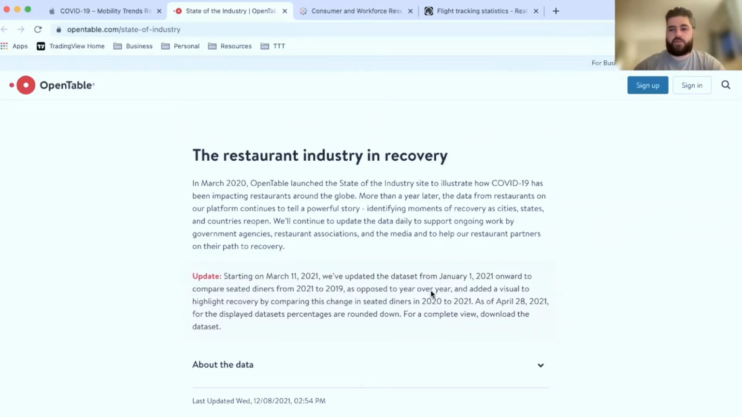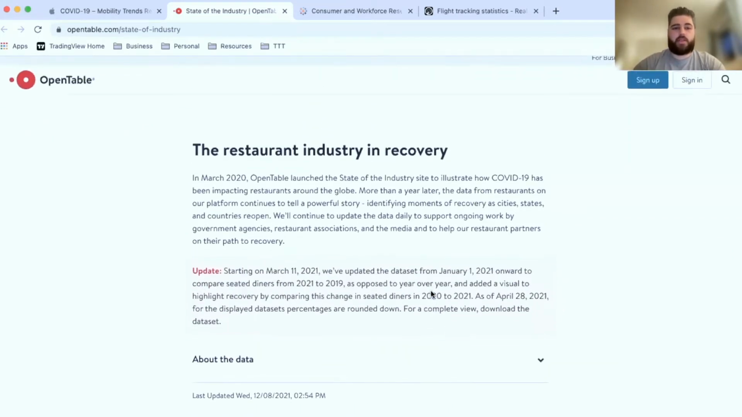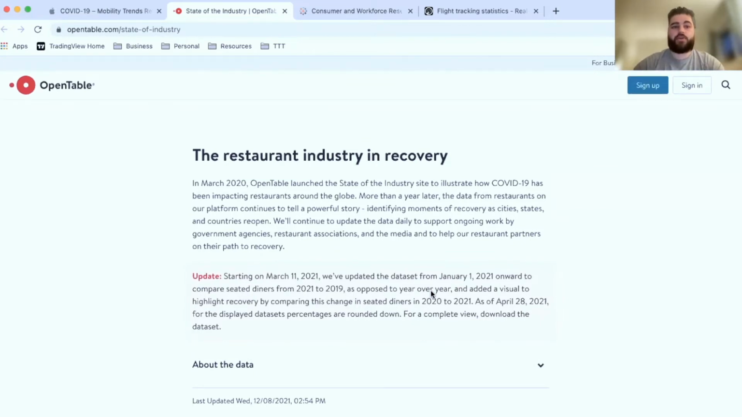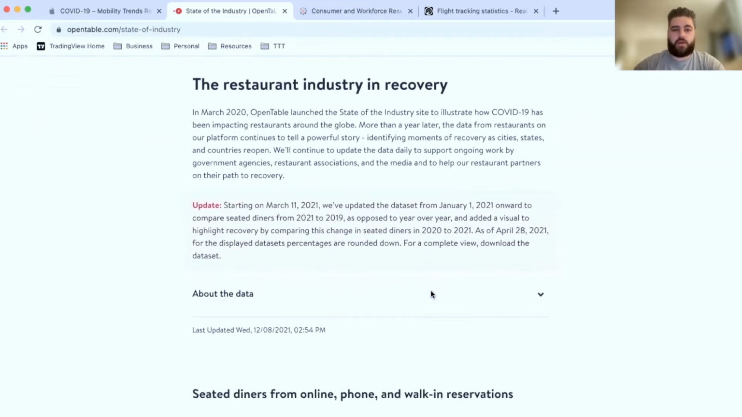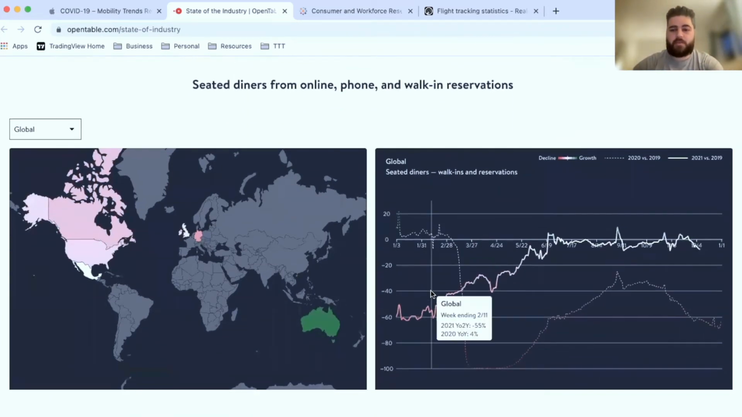So the second website that I'm going to share with you is called opentable.com/state of the industry. OpenTable, for anybody that isn't aware, is where people can book tables as well. So this gives you an indication of how full restaurants are and how people are eating out, spending money. This is how I read into this data. Are people spending more money or not?